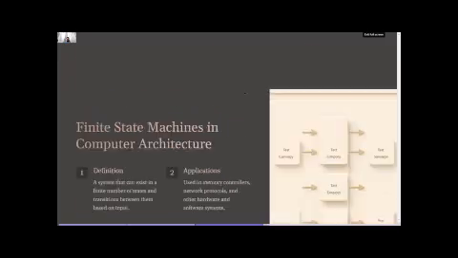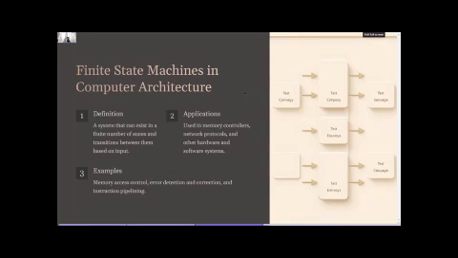Finite state machines in computer architecture: a system that can exist in a finite number of states and transition between them based on input is known as a finite state machine. Applications of finite state machines: they are mainly used in memory controllers, network protocols and other hardware and software systems. Some examples of finite state machines are memory access control, error detection and correction, and instruction pipelining.